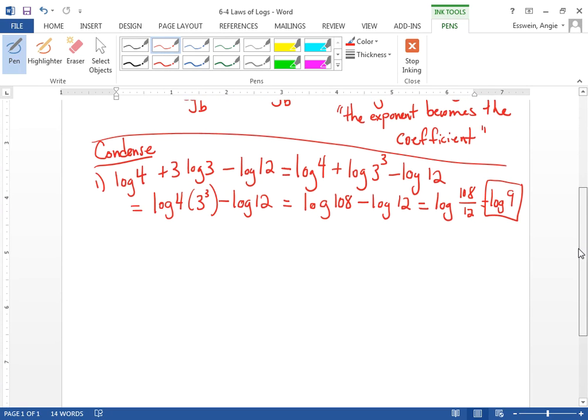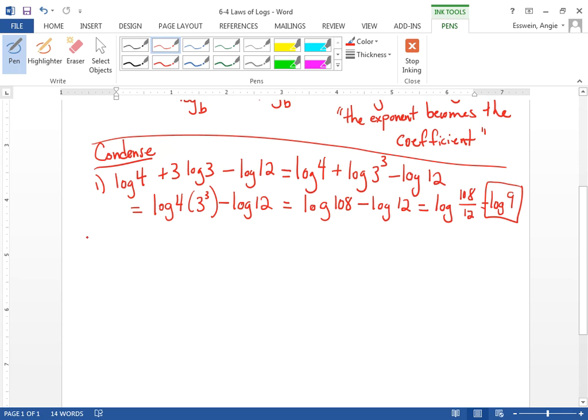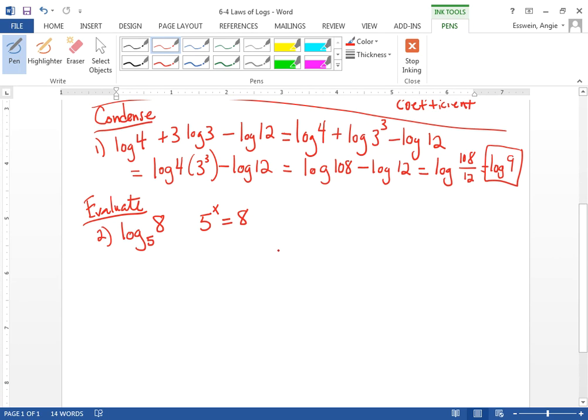So you can use it to do that. You can also use it to evaluate expressions. Use the laws to evaluate expressions. So let's say we have log base 5 of 8. So you know already to convert that, what you're asking is 5 to the what power equals 8. And here's where I started the unit. I said, okay, how are we going to solve for x? So what you do is you take the log of each side.